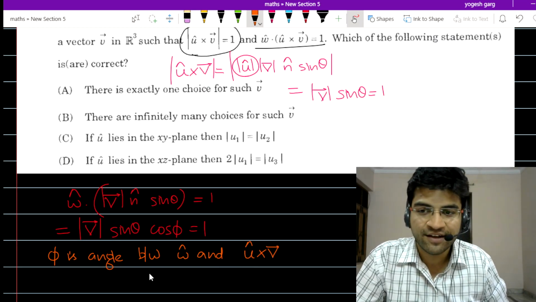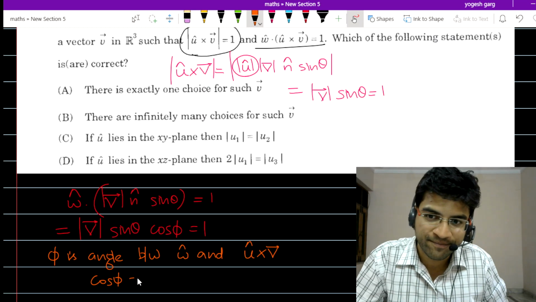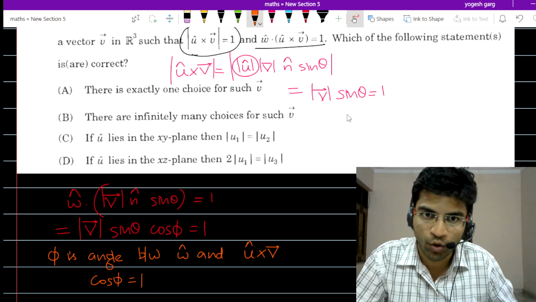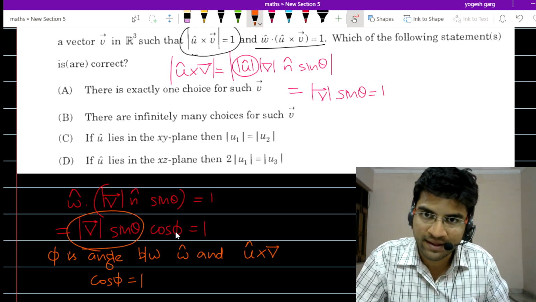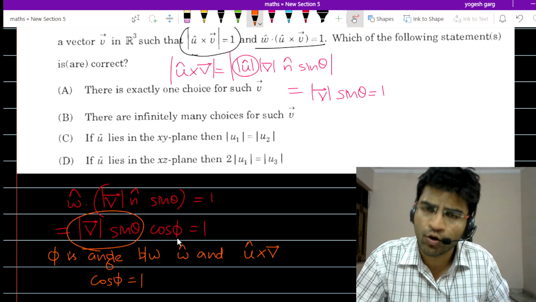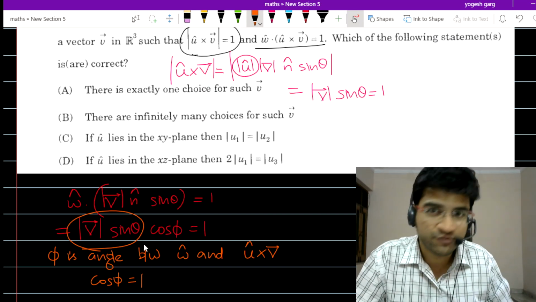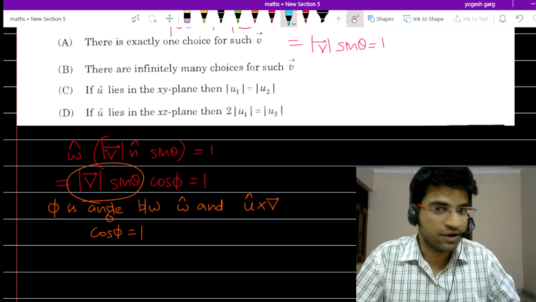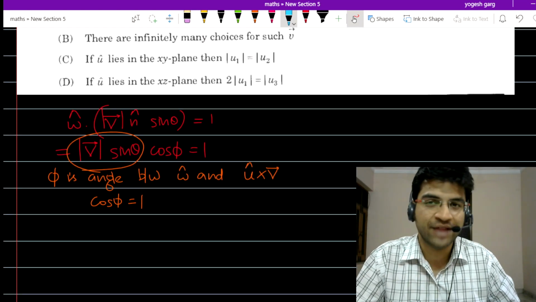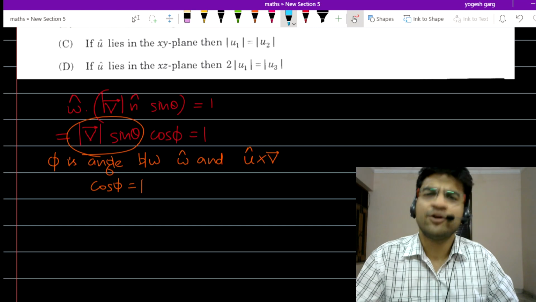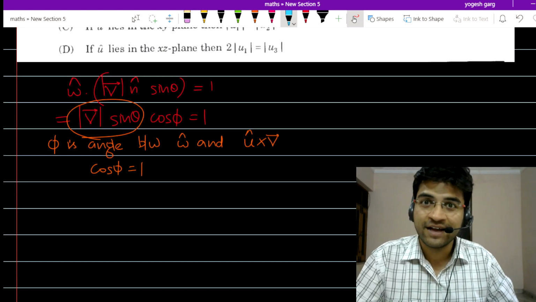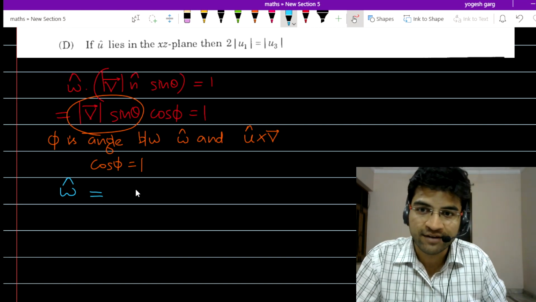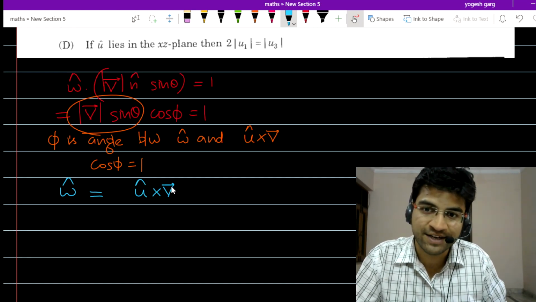And interestingly, cos phi is equal to 1. Why am I saying so? Because mod of V vector into sine theta is equal to 1. So this is 1 into anything. If it is equal to 1, clearly cos phi should be equal to 1, right? So if cos phi is equal to 1, what should be the angle between W cap and U cap cross V vector? What should be the angle between them? 0. 2 pi or 0, same thing, right? It means W cap is collinear with U cap cross V vector, isn't it?